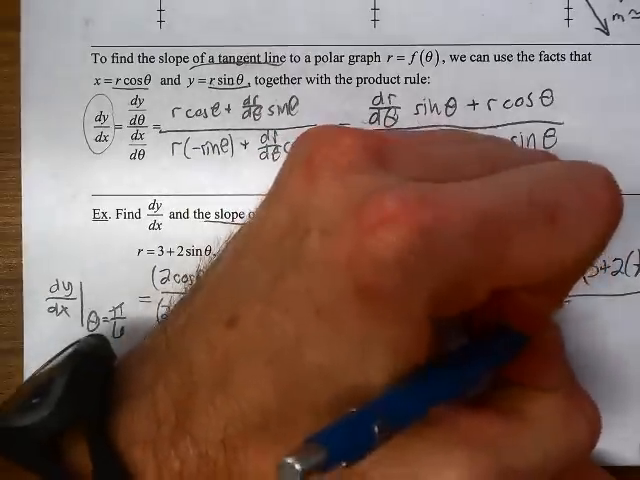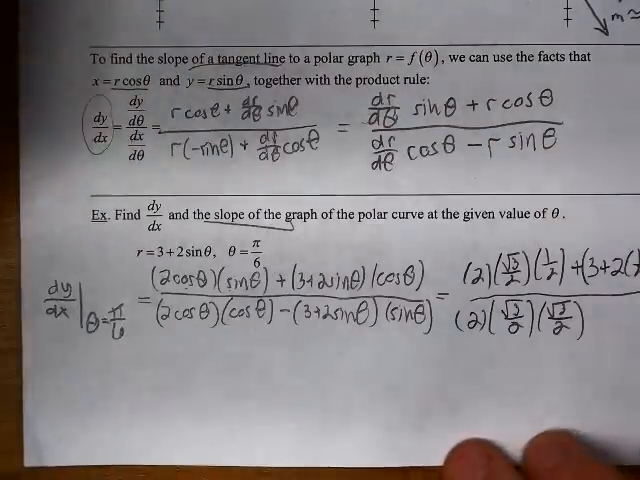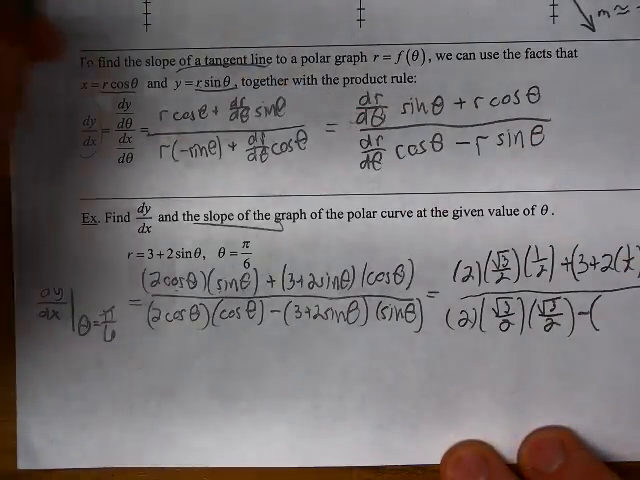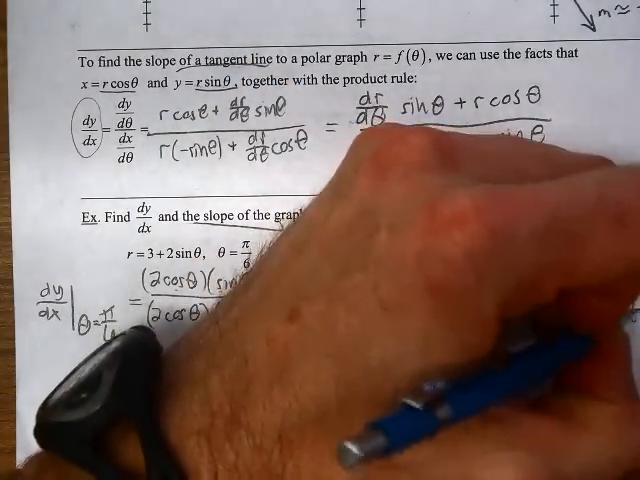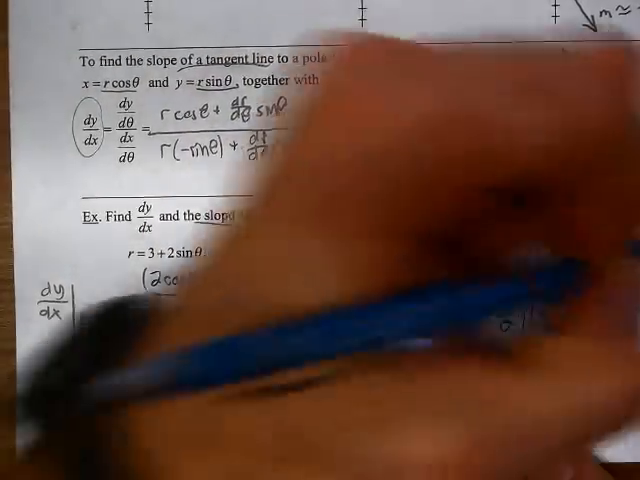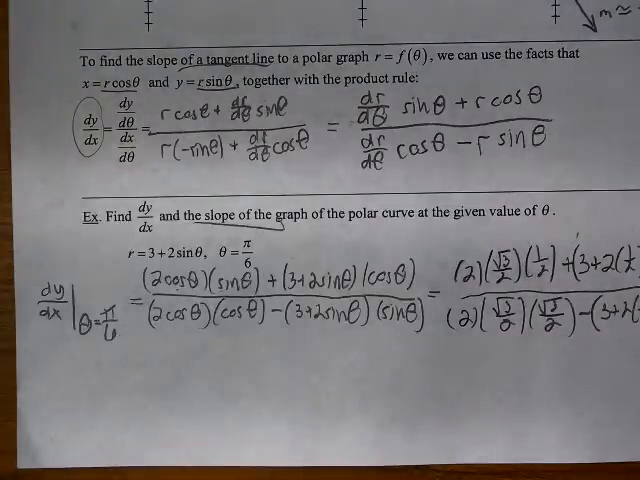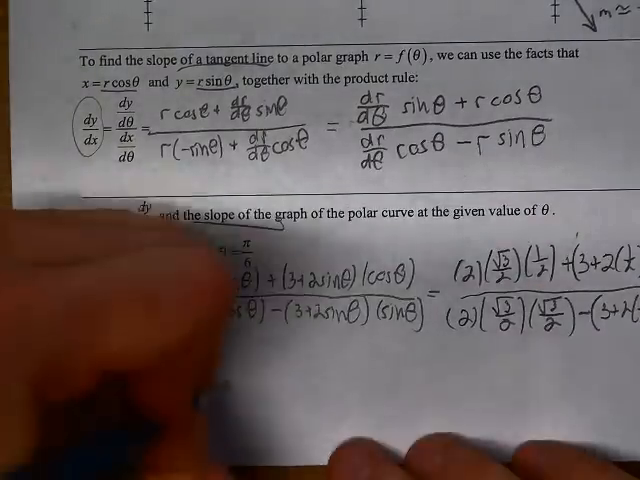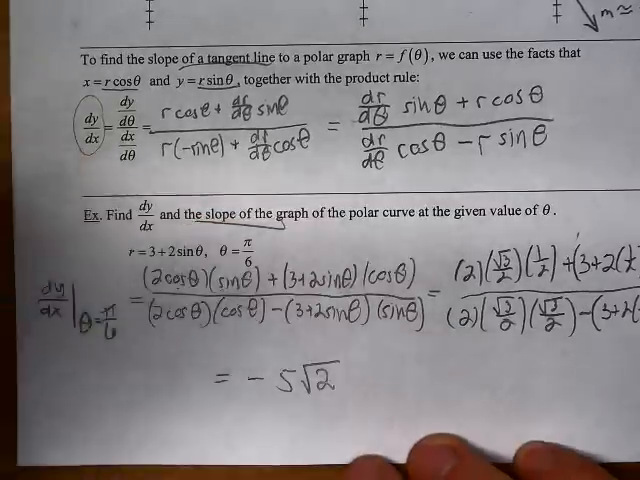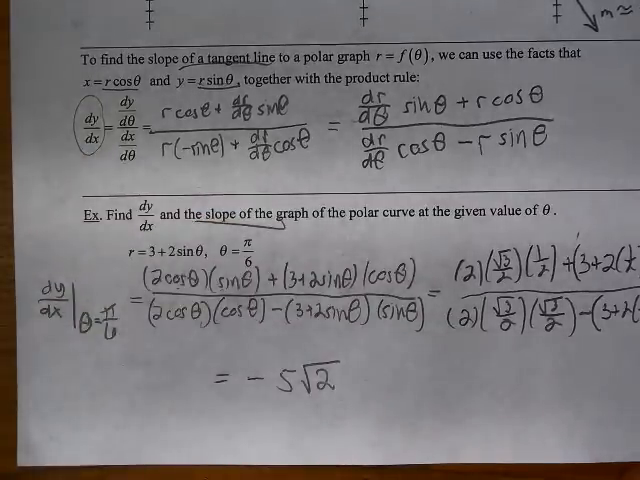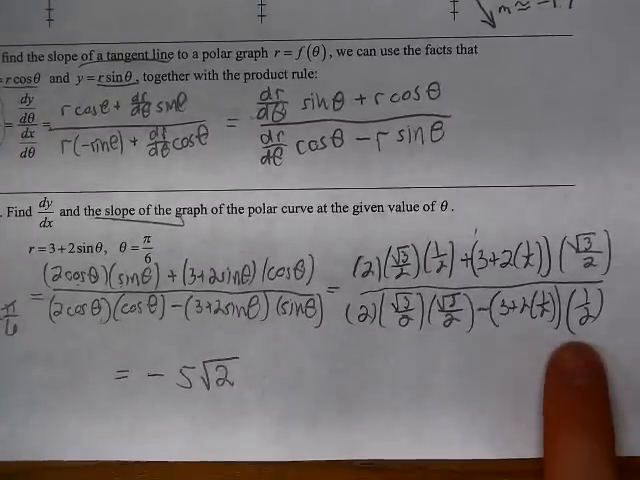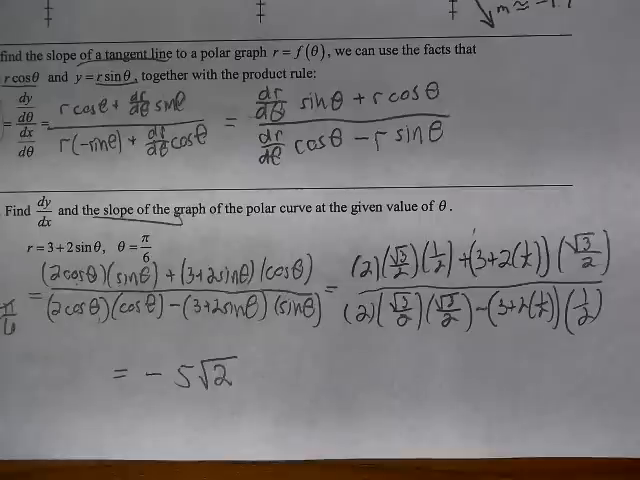Times now the cosine of pi over 6, root 3 over 2, minus 3 plus 2 times 1/2, times 1/2, sine of theta. So some arithmetic. Again, be careful with your arithmetic there. We'll get negative 5 over root 2. I apologize, when I was writing that down, it was kind of cut off, but that's what it looked like there.